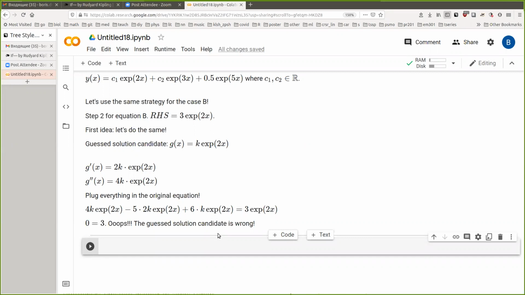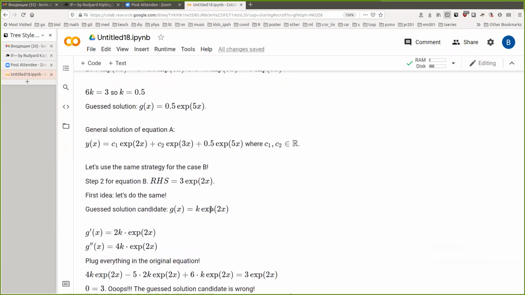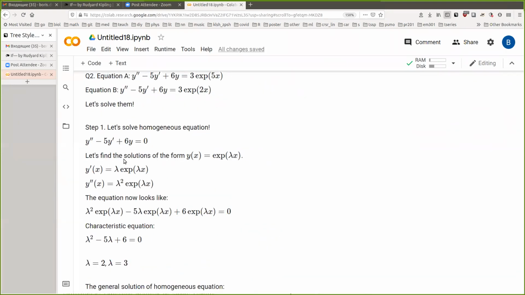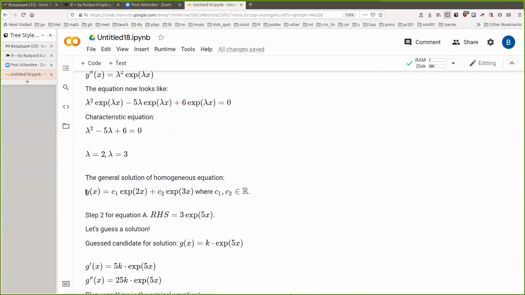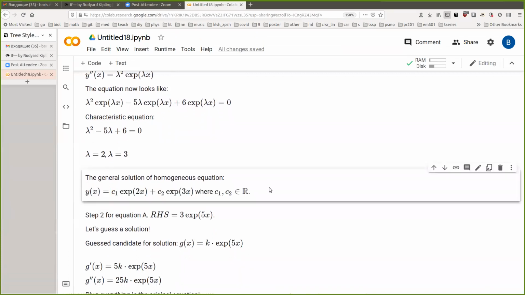So we have two questions: why we failed, and what to do. It's not an arithmetic error. It's a deeper problem. Our solution candidate was wrong. There are no solutions of such type in our case B. Okay, let's discuss why. Let's look once again at the general solution of the first step. This is the general solution of the homogeneous equation.